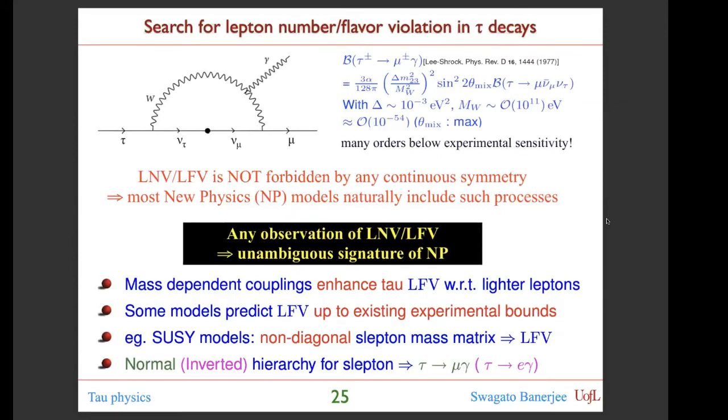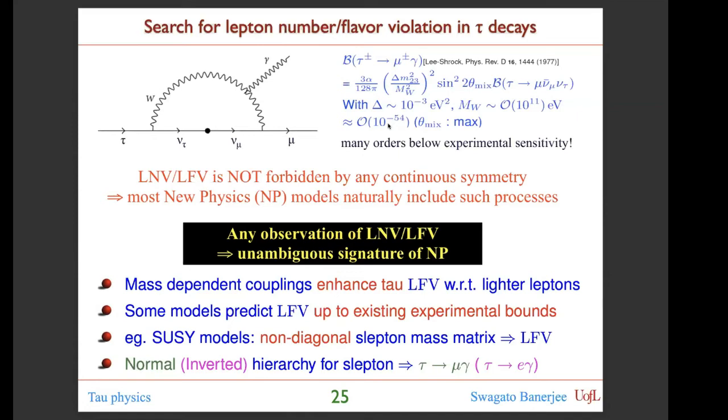Next, I will move on to the subject of lepton flavor and lepton number violation. So lepton number and lepton flavor are not forbidden by any continuous symmetry, and most new physics models naturally include it. In the standard model, we can actually have lepton flavor violation in the charged sector coming from the neutrino mixing. However, the order of magnitude estimate gives a number of the order of 10 to the power minus 54, which is many orders of magnitude below any experimental sensitivity.